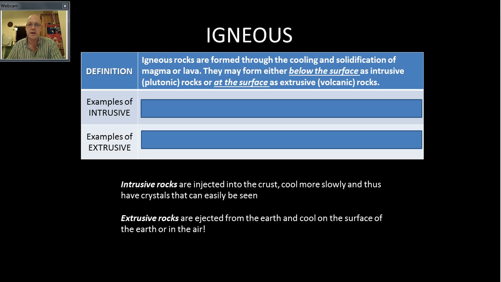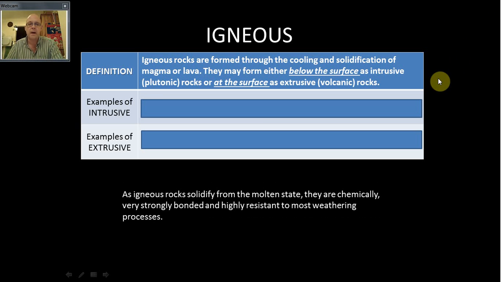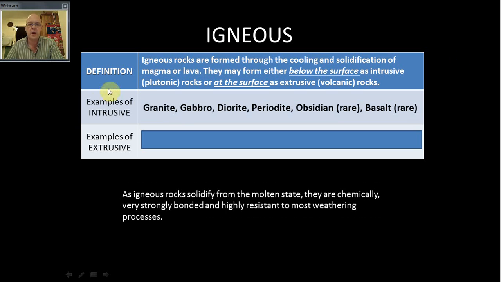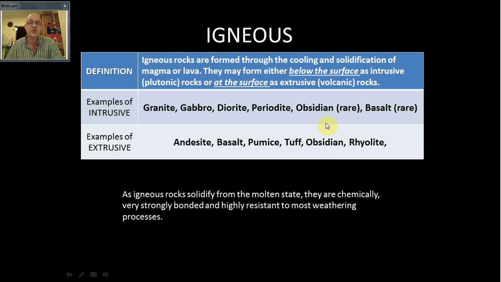So here we go. We have got intrusive rocks: granite, gabbro, diorite, peridotite. Obsidian and basalt are actually normally extrusive rocks. There they are in the list there, along with tuff, pumice, of course, with its aeration, andesite and rhyolite. Those are just examples of the 700 rocks that can occur as igneous rocks.